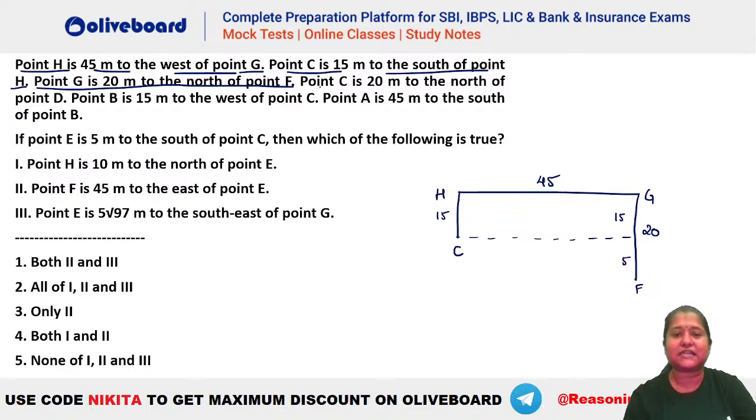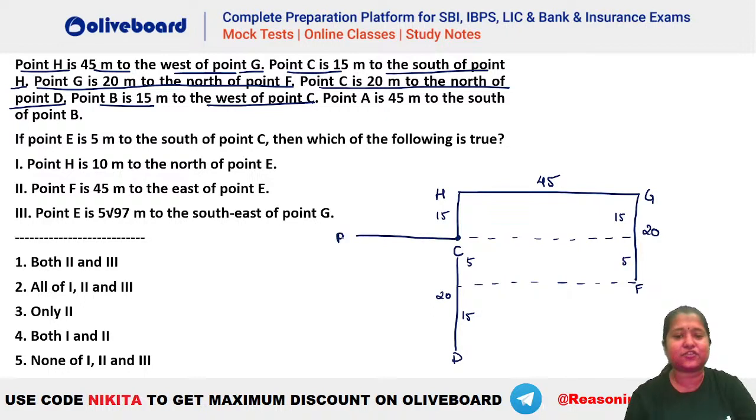अब आगे देखो, C is 20 meters north of point D. C हमें मिल चुका है, this has to be 20 meters north of D. That means let's say this is your 20 meters, this is your D here. तो फिर से देखो कुछ इस तरह से है, that this is your 5, so this has to be 15 क्योंकि total 20 है. D मिल गया. Point B is 15 meters west of C. So let's say this is your B. B is 15 meters west of C.